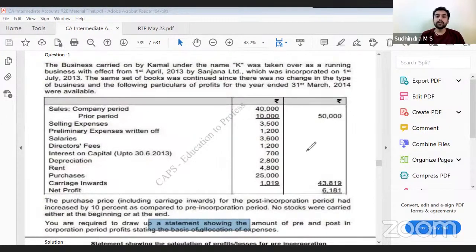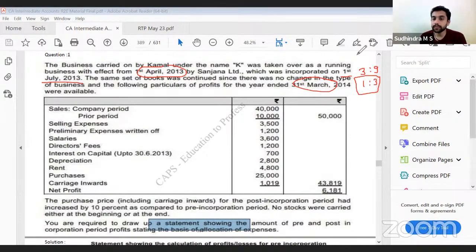Right? So based on that, first identify the date of incorporation. 1st July 2013. So give me the time ratio. 1:3. It starts from April and ends in March, so 12 months. In that, April, May, June, 3 months are pre-incorporation, 9 months post-incorporation. So 3:9, 1:3 is the time ratio.